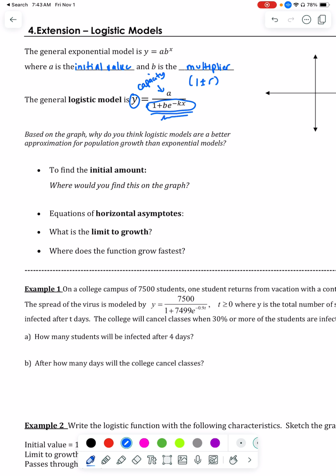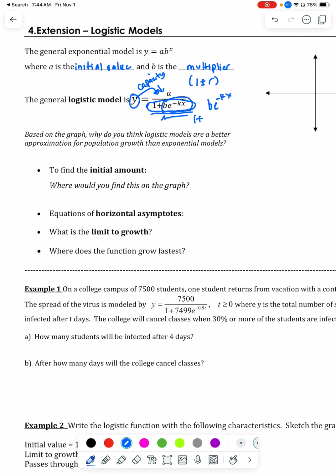We have to think about this value here. If b e to the negative kx is the minimum possible, that makes the denominator the minimum possible, and therefore that makes a over that the maximum possible. So when this approaches 0, since it's 1 plus an item and you cannot have less than 1, y approaches its maximum, its capacity, which is a.